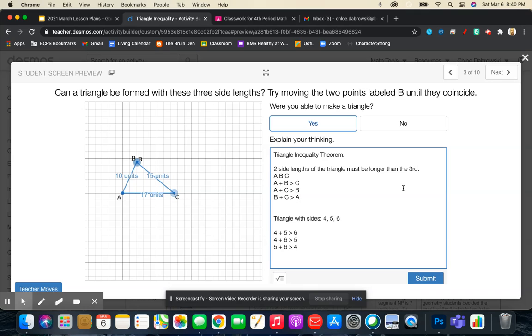Because it only takes one side to make them not true. And let's say, what if I change this 4 to a 1? So that means 1 plus 5 needs to be greater than 6. 1 plus 5 is equal to 6.